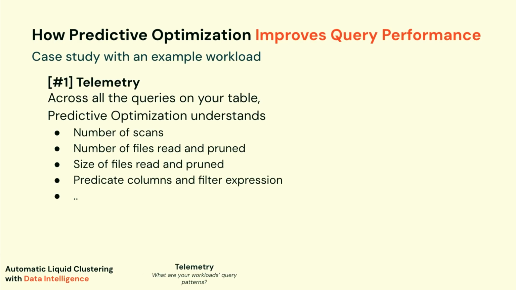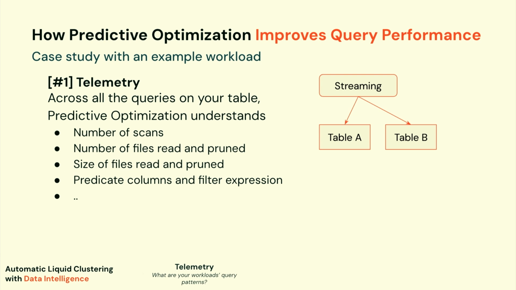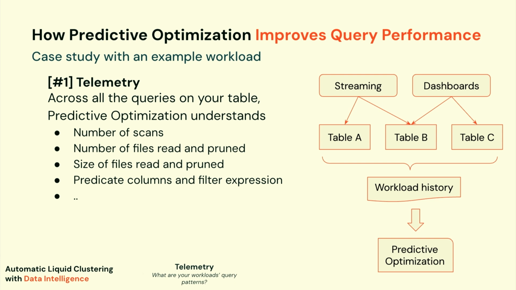Firstly, predictive optimization, or in short, PO, captures telemetry across different types of workload. For example, you might have queries coming from streaming jobs or dashboards, and they might span different sets of tables. All these queries flow through Unity Catalog and that allows predictive optimization to understand your entire workload. That includes things like how many scans are happening, what are the sizes of the files that are read and that are getting skipped, which columns are used in your predicates, what are the predicate expression, everything about your queries.